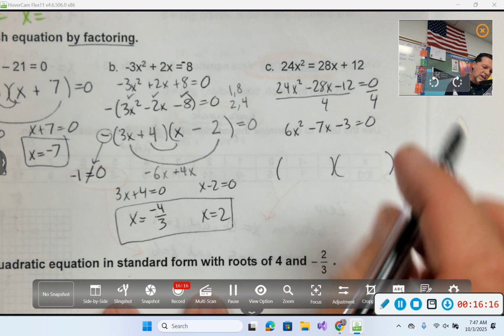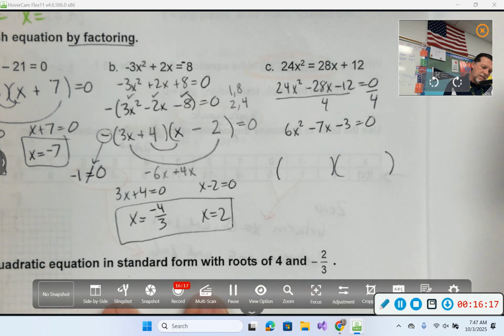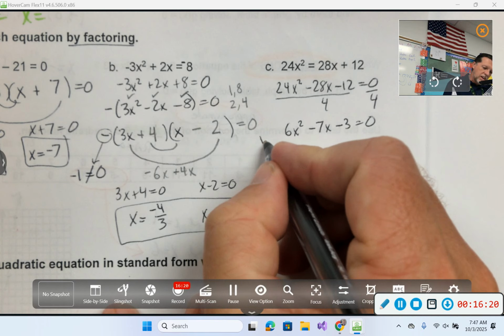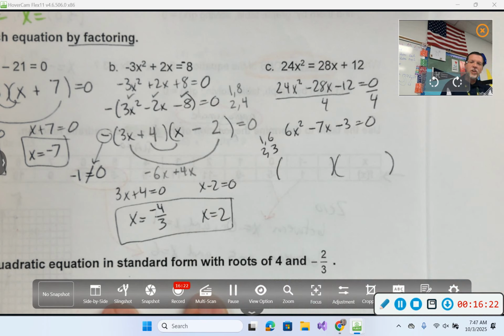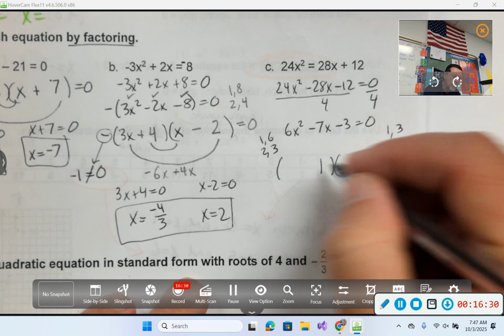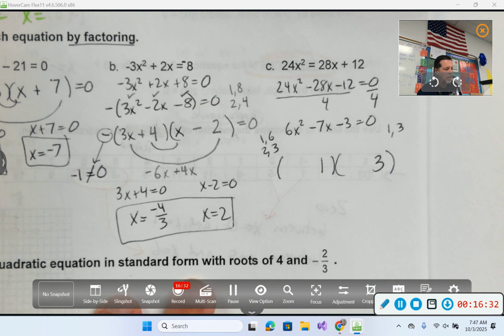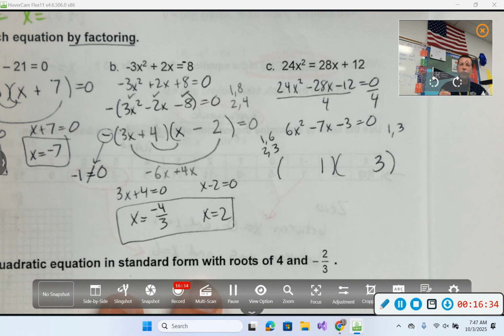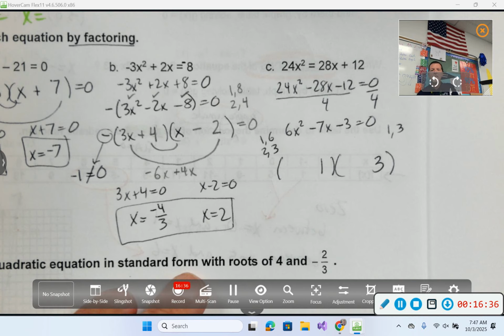Let's see. This time I'm going to... So it's tricky because the front end has options now, right? I got to choose between 1 and 6 or 2 and 3. The back end has to be 1 and 3, so I'm going to go ahead and put those in pen. And then I'll switch to a pencil to figure out who goes where and which ones to use.